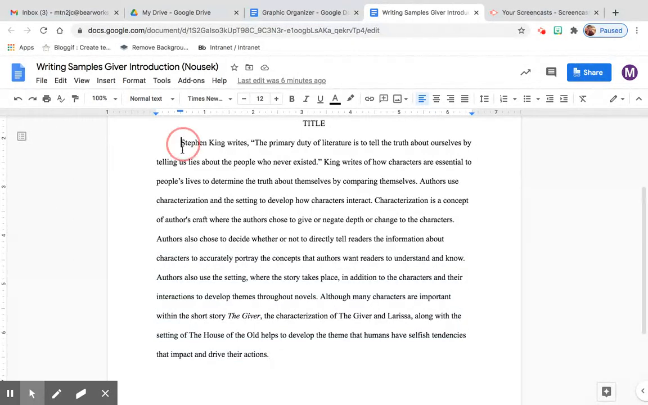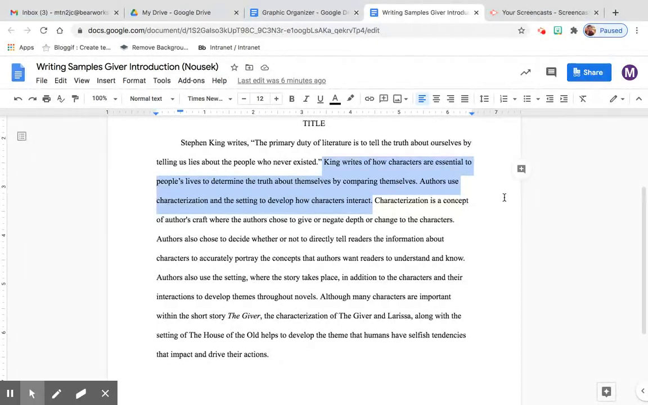The very first thing that you see is this quotation by Stephen King. That's going to be our hook. We're hooking the readers in because we're talking about what the primary duty of literature is, which is to tell about ourselves and the people who never existed, which are the characters. Okay, so there's our focus, the characters. Then we explain our hook. King writes how characters are essential to people's lives to determine the truth about themselves and comparing them to others. Then we say authors use characterization and setting to help develop how characters interact. This entire thing is our bridge because we're going from something very broad to something more narrow and specific.